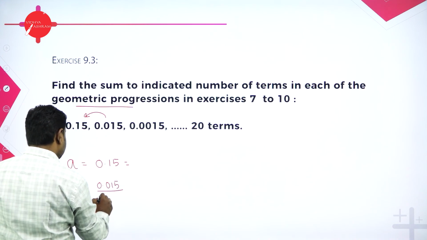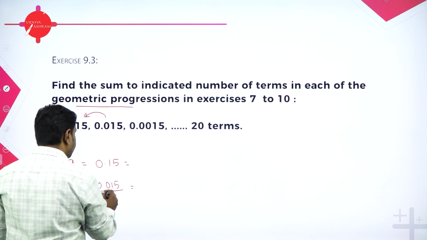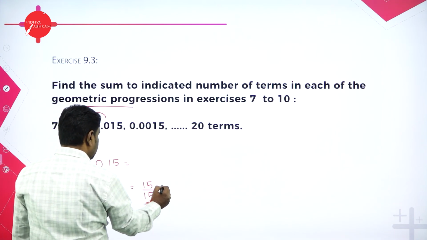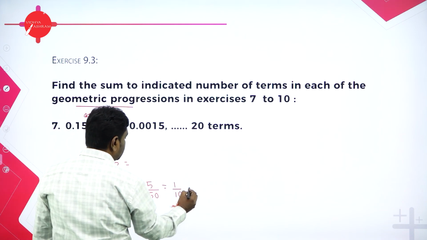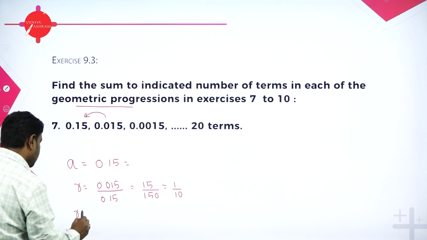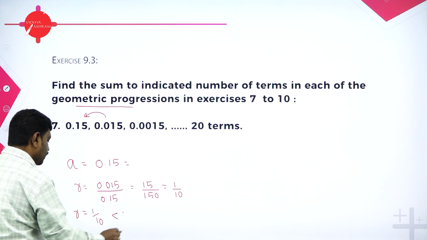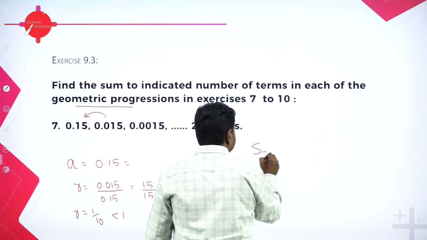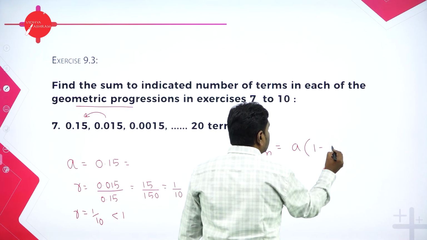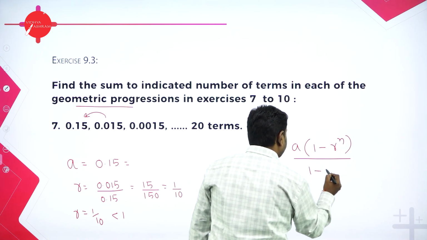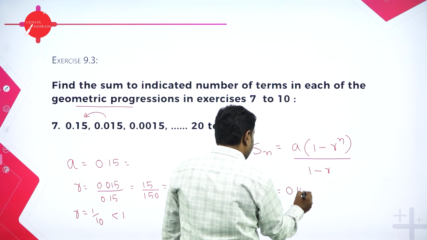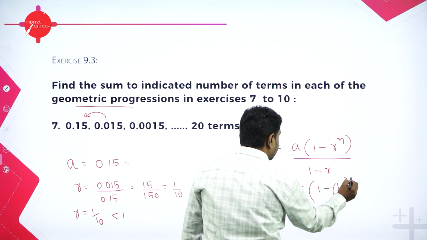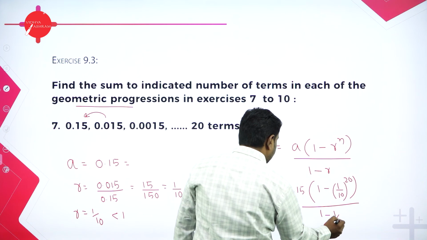0.015 divided by 0.15. So shift the points. If I shift 1, 2, 3 digits, 15 here will become 150. 15 ones are 15, tens are 1 by 10, or you can write 0.1. So the common ratio is 1 by 10. You know 1 by 10 is less than 1. So when R is less than 1, Sn, the sum of n terms in GP, is A into 1 minus R power n divided by 1 minus R. That is, A is 0.15 into 1 minus 1 by 10 power 20, for the 20th term, divided by 1 minus 1 by 10.